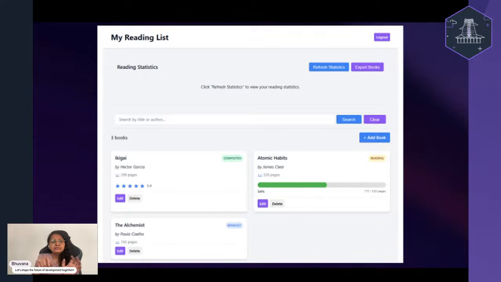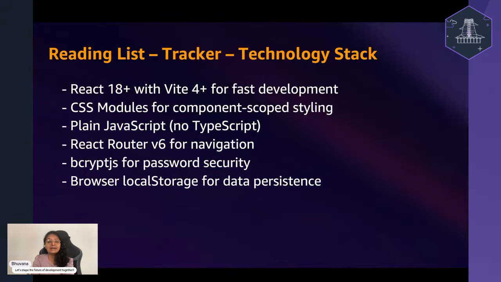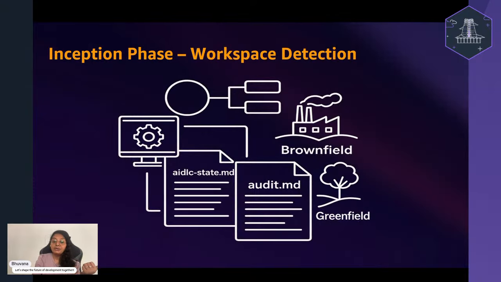Okay. This is the outcome from that business ambition. How did we traverse this journey using AIDLC? And here is the technology stack that this application has used: plain JavaScript, React.js, and browser local storage for persistent data. And there is a security aspect, which is taken care of using bcrypt for password security, all of that. You saw this was the output. This was the technology stack used. How did we arrive at that?